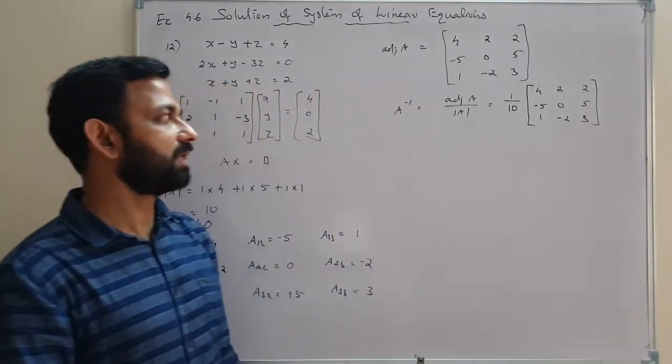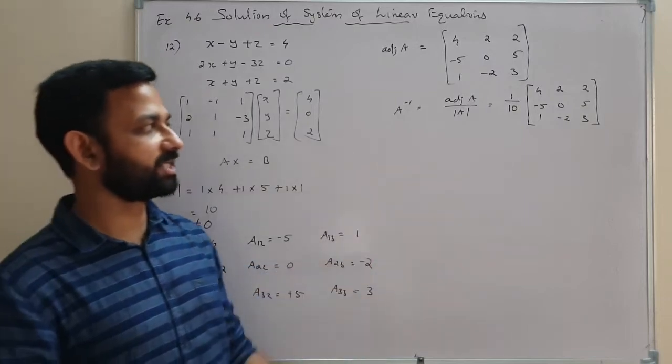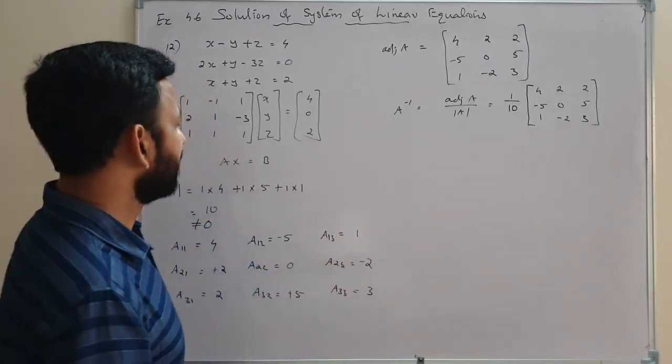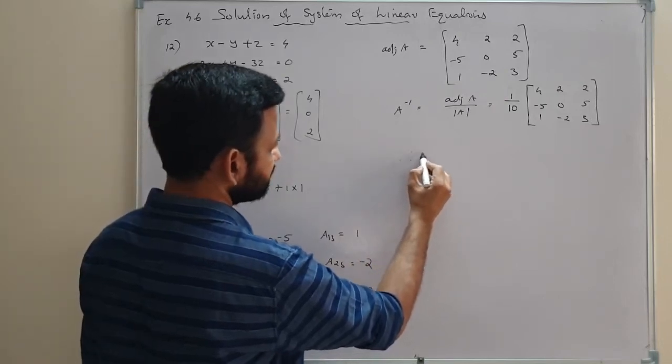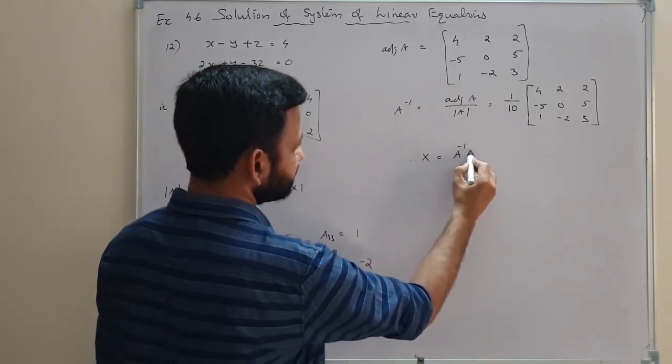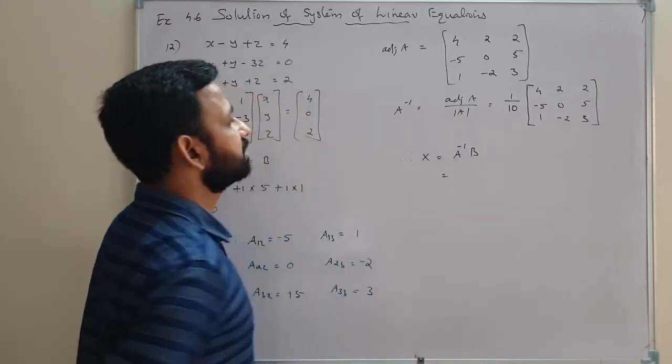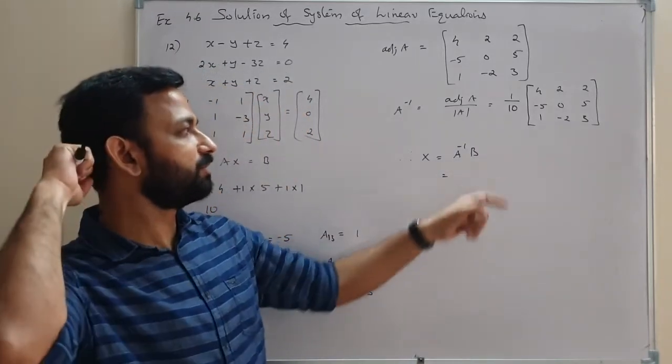So that is A inverse. 1 by 10 we can take outside. A inverse we got. Now we are going to find the values of x. X is equal to A inverse into B.